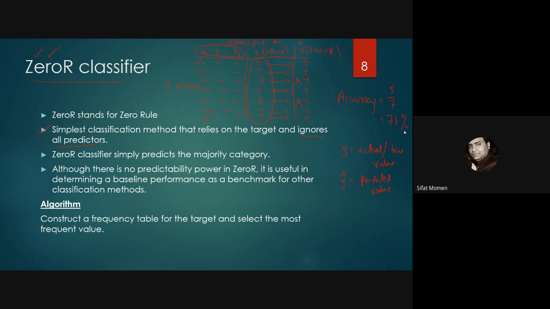Is that okay? So if you get a very high accuracy with the ZeroR classifier, you know your data set is not a very well balanced data set. That's something that it tells you. Is that clear?